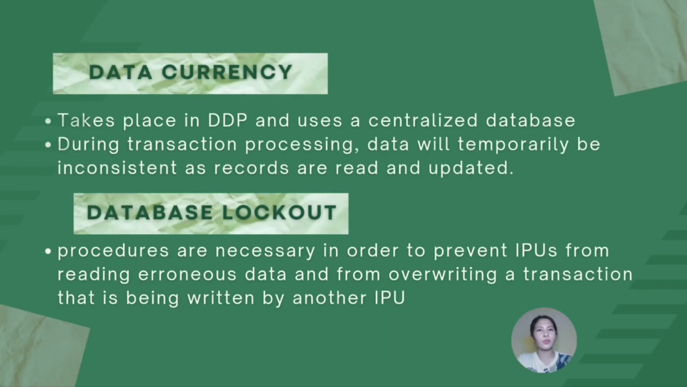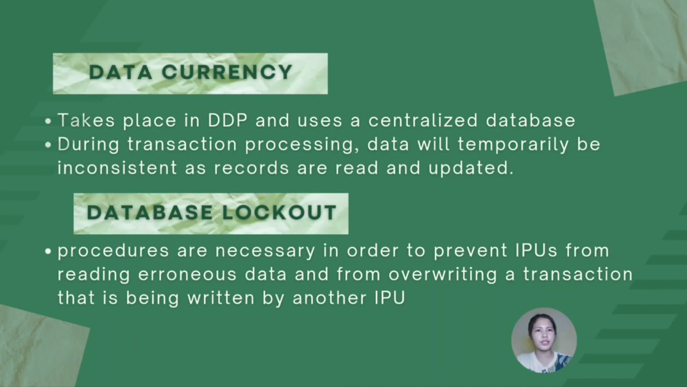Next, we have here the data currency. It takes place in the distributed data processing and uses a centralized database. During transaction and processing, data will be temporarily inconsistent as records are read and updated. The so-called database lockout, which we'll discuss in a moment, will take place in this area. Therefore, we need continuous access to individual data pieces by many users in order to achieve data currency.